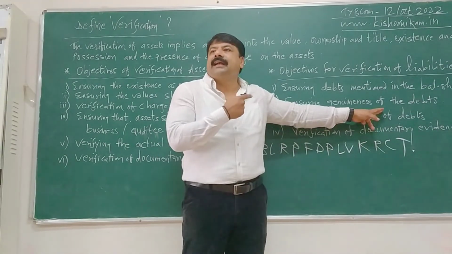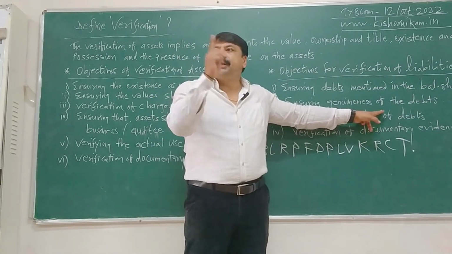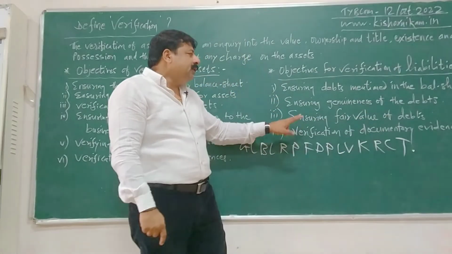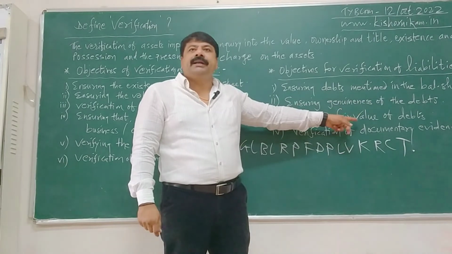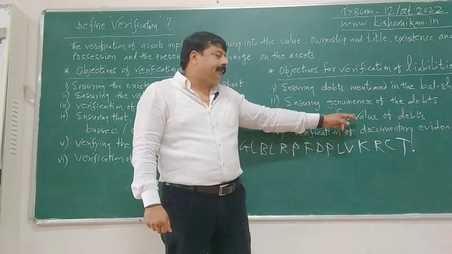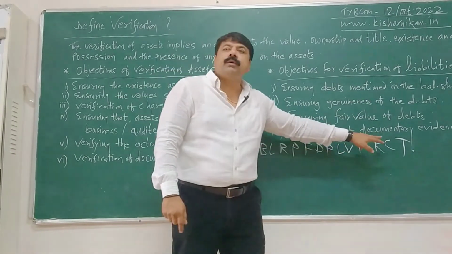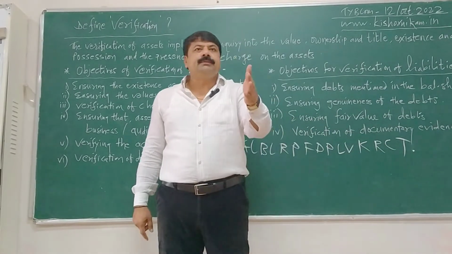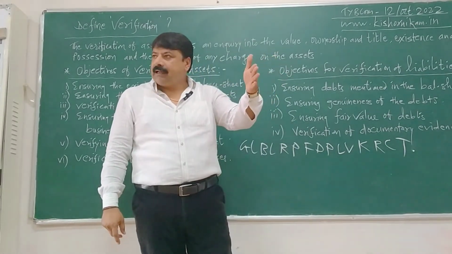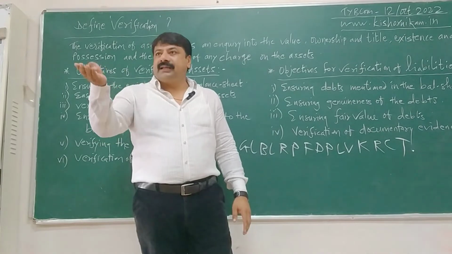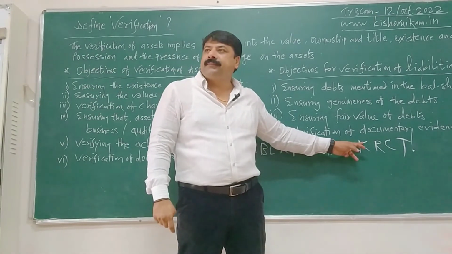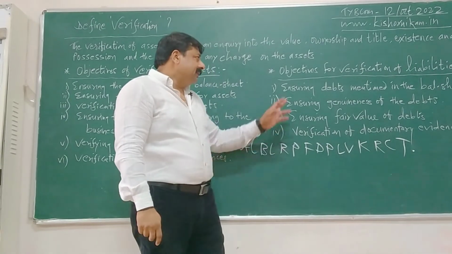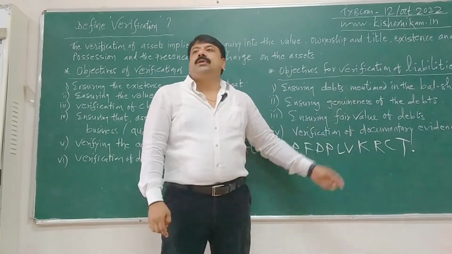Why are these debts created? Why are loans taken? Verification of this thing. Ensuring fair market value of the assets in the final balance sheet. That is the job of the auditor. Verification of documentary evidences, I told, purchase bills, asset registers, clear? Then entries in the balance sheet, postings in the balance sheet, actual values shown in the balance sheet. So these are the objectives for verification of liability.